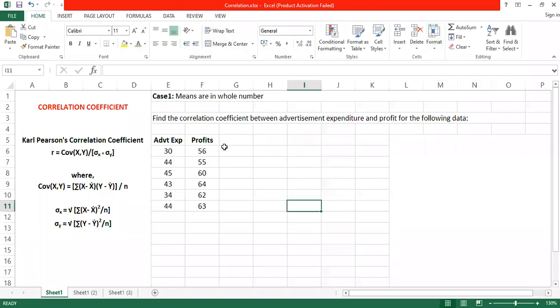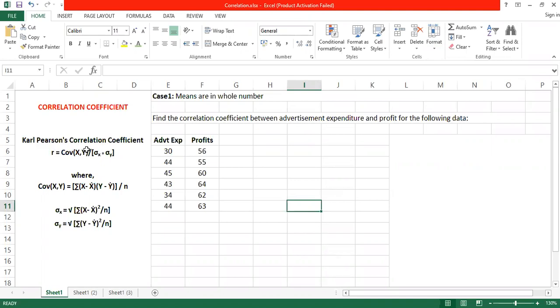Hi, today's session is on correlation coefficient. About correlation coefficient, we have already learned the theoretical framework. Now, this session is solely dedicated to the calculation of correlation coefficient. There are two different ways to calculate correlation coefficient. For this session, we are discussing Karl Pearson's correlation coefficient, right?